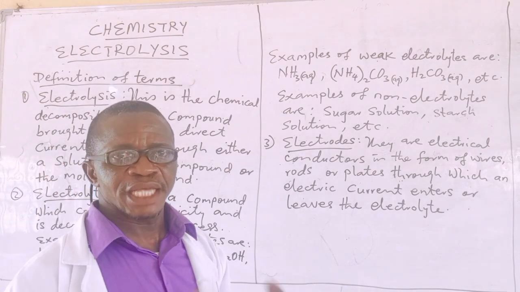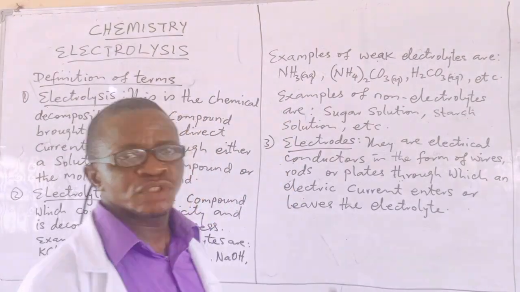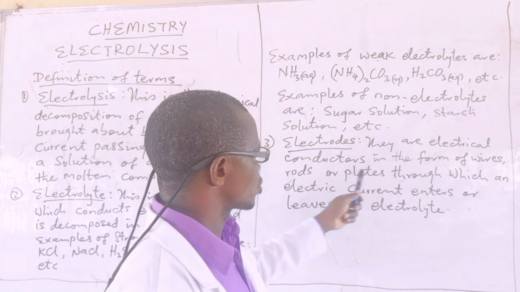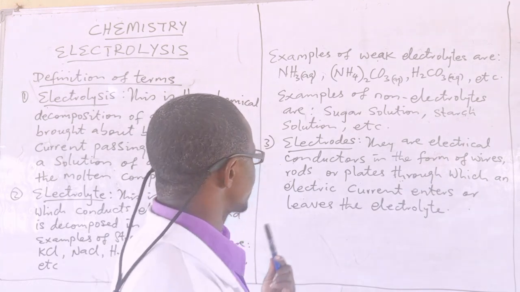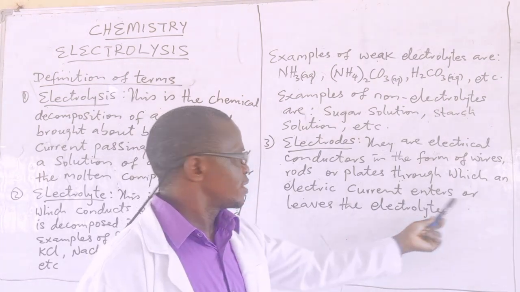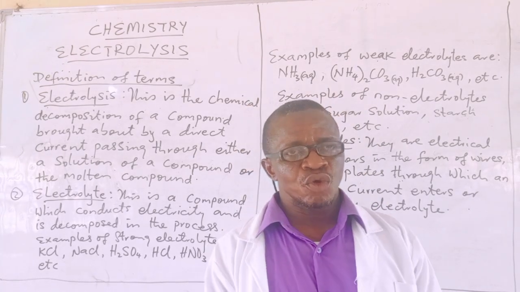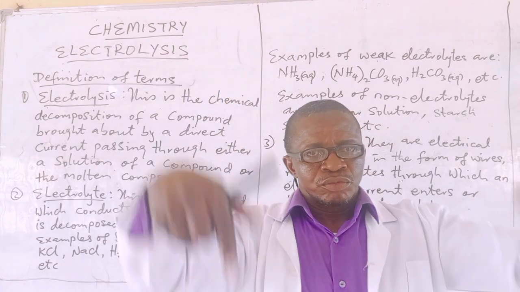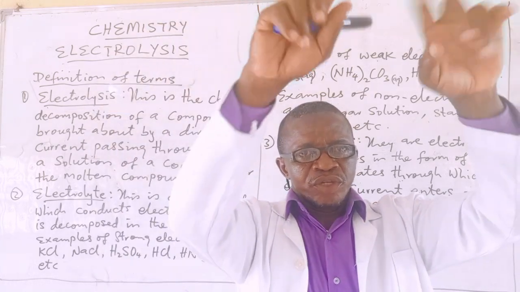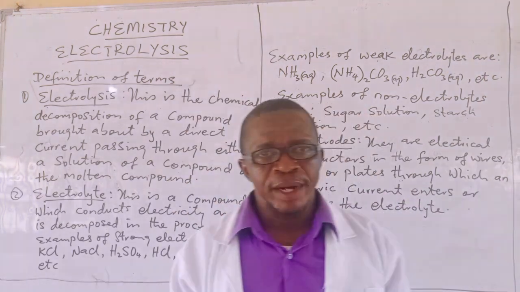Number 3 thing that I will be mentioning in the course of this class is the electrode. What are electrodes? They are electrical conductors in the form of wires, rods, or plates through which electric current enters or leaves the electrolyte. When you have the solution, you put two electrodes, two poles or plates, into it and conduct electric current into those poles. Those poles are the electrodes that I am talking about.